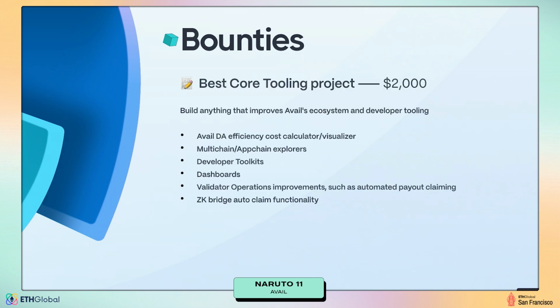Another bounty is Best Code Tooling project. This is basically something that can work on the ecosystem or the tooling for Avail. This means that you have an efficiency calculator. You can build some kind of multi-chain or app chain explorers. For example, something which will work with different kinds of ecosystems, so the different chains, developer toolkits, dashboards, and then zk bridge auto claim functionality. So anything that works for the Avail ecosystem and developer tooling, you can build something and you can hit this bounty.